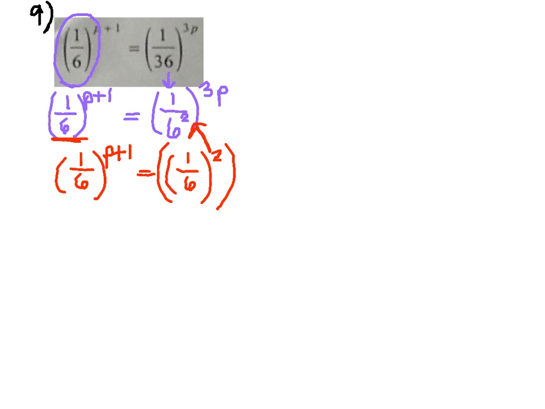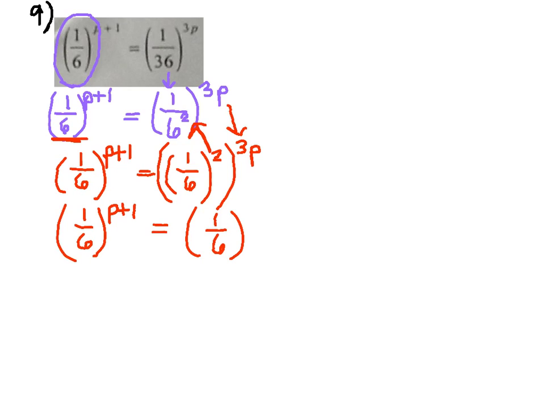And then I'm going to put parentheses around that to keep that together, and then we still have that 3p as an exponent. And now to simplify, to get rid of the parentheses, rewrite what's on the left side. And on the right, we have 1/6 raised to the 2 times 3p, which is 6p. Now step 1 is done. We have the same base. We have 1/6 as the base for both sides.